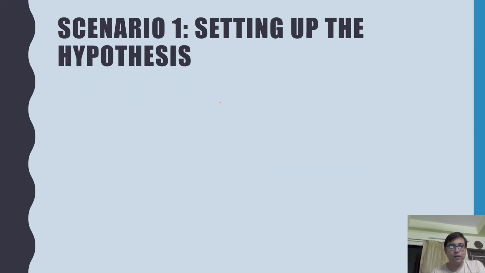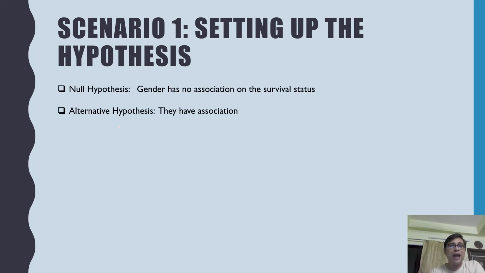All right. So now let's see how we can set up the hypothesis in statistical terminology. The null hypothesis is that gender has no association with the survival status. And the alternative hypothesis is that they have an association.